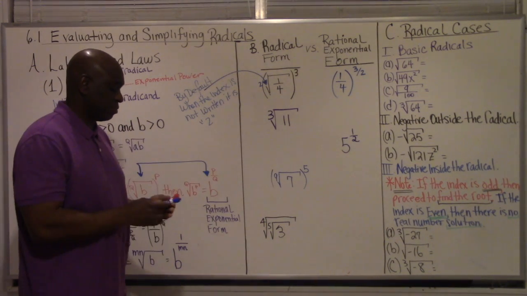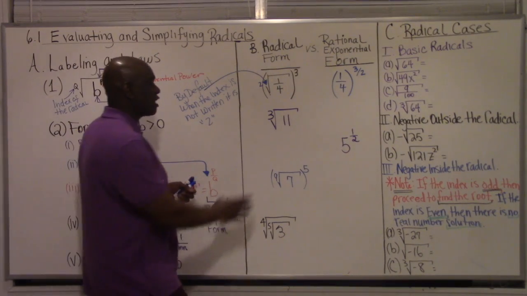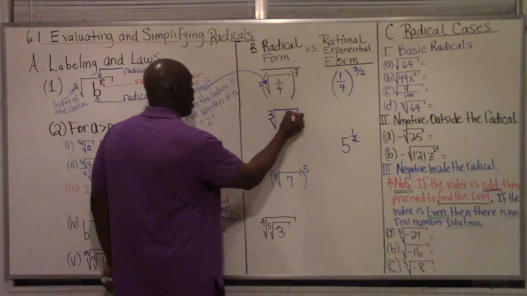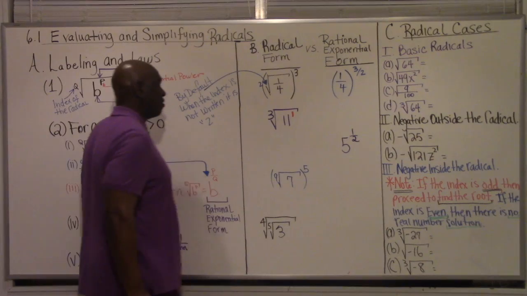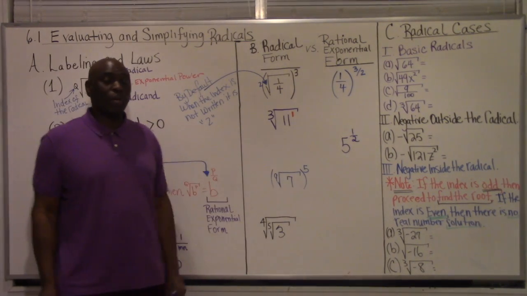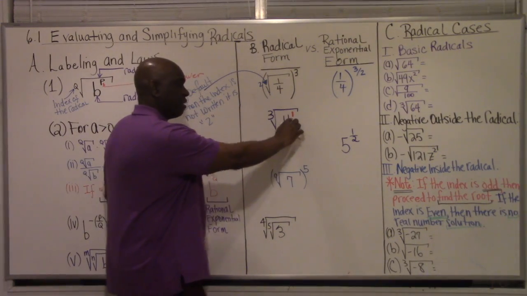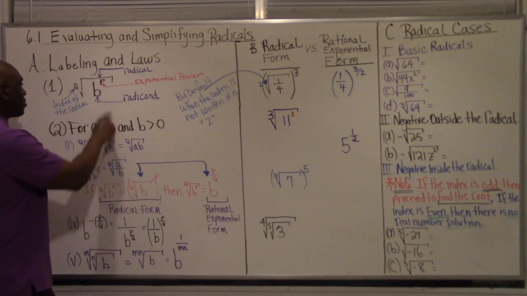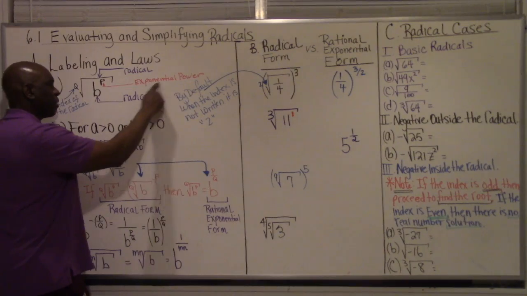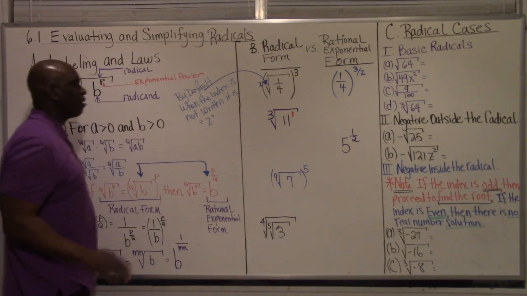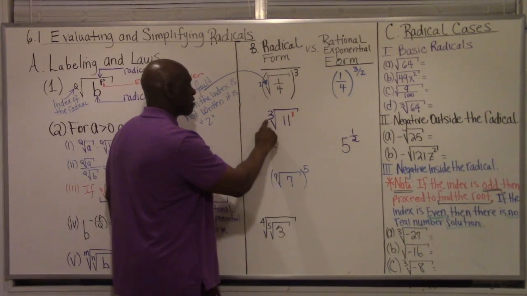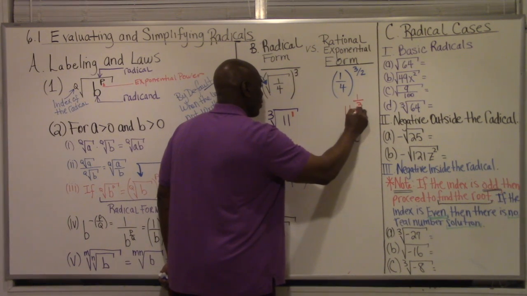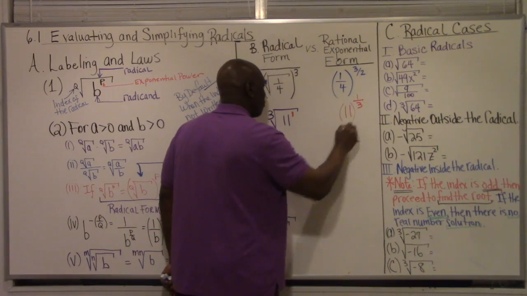Okay. How about this one? Well, what's our power right here? Well, you can write it two ways. You can write the 1 inside next to the 11. That's 11 to the power 1. There's your P. P stands for power, right? P is the power. So there's your power. There's your index. So this becomes 11 to the 1/3. And there you go.